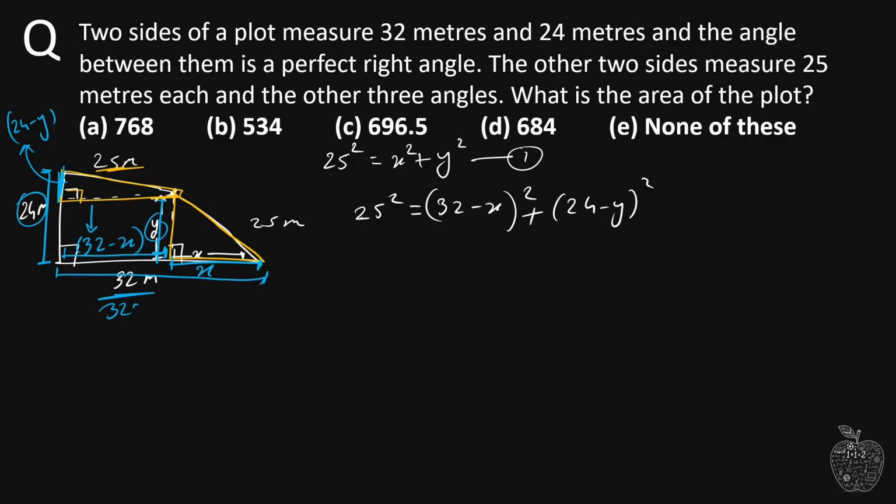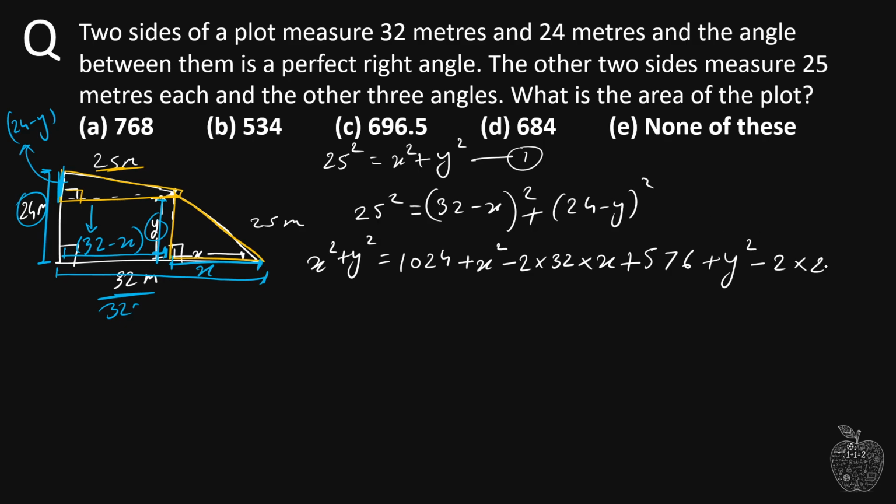So instead of writing 25 square, we'll write x square plus y square is equal to, now let's open this up. The formula for a minus b whole square is a square plus b square minus 2ab, right? So here 32 square will be 1024, plus b square, which is x square, minus 2 into 32 into x, plus again a square, which is 24 square, will give me 576, plus b square, which is y square, minus 2 into 24 into y. All right, this much is clear.